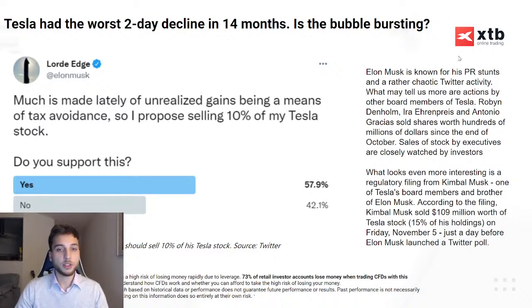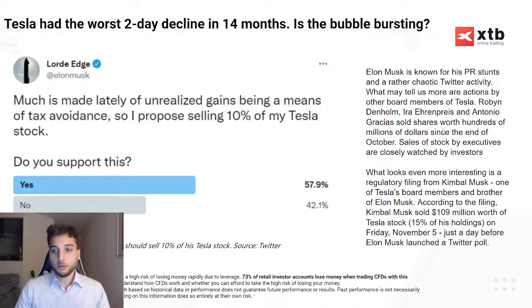And the one thing to keep an eye on, though, is that Elon Musk is known for his PR stunts and rather chaotic Twitter activity. What may tell us more are actions by other board members of Tesla. So this is something that I really wanted to touch on today. If anybody here is trading Tesla, obviously do your own research as always. Anything we talk about is not investment advice. There's significant risk in anything you do investment-wise. But keep an eye out for the news when it comes to these stocks.